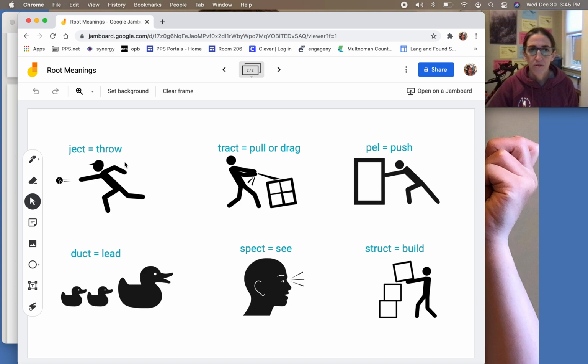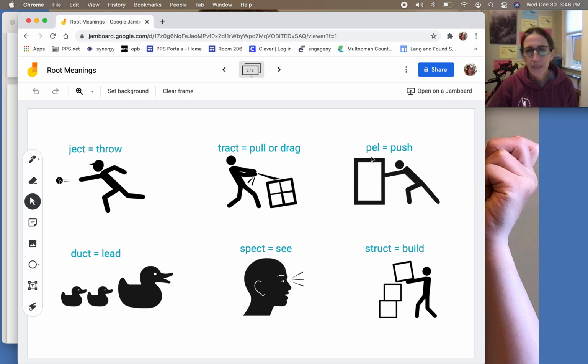Ject means to throw. If you have a projectile, that's something that's flying through the air, like a rocket is a projectile. Tract means to pull or drag. Like you need traction. You need to pull something to get it to move. You have to get traction on your tires in the snow to get it to pull along the snow.